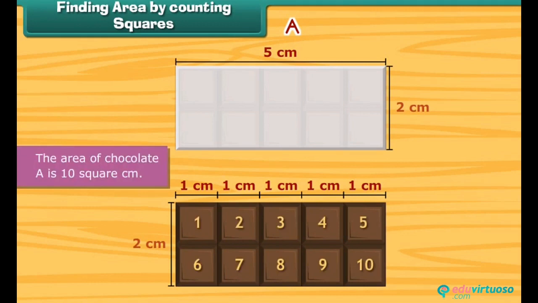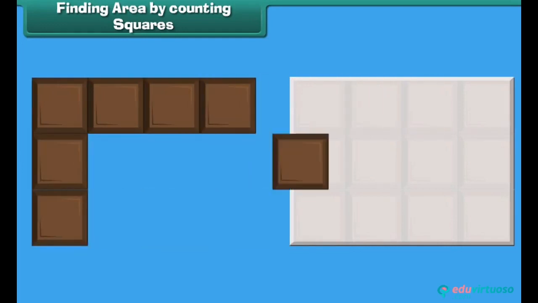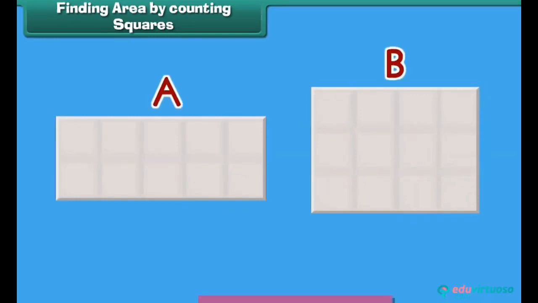So, the area of chocolate A is 10 square centimeters. Now let us find the area of chocolate B. The length of chocolate B is 4 centimeters. Its width is 3 centimeters. So, 4 squares can be arranged along its length and 3 squares along its width. In total, 12 squares can be arranged on this chocolate. Can you tell what would be its area? Very easy. It's 12 square centimeters. So, among chocolates A and B, chocolate B is bigger in size.